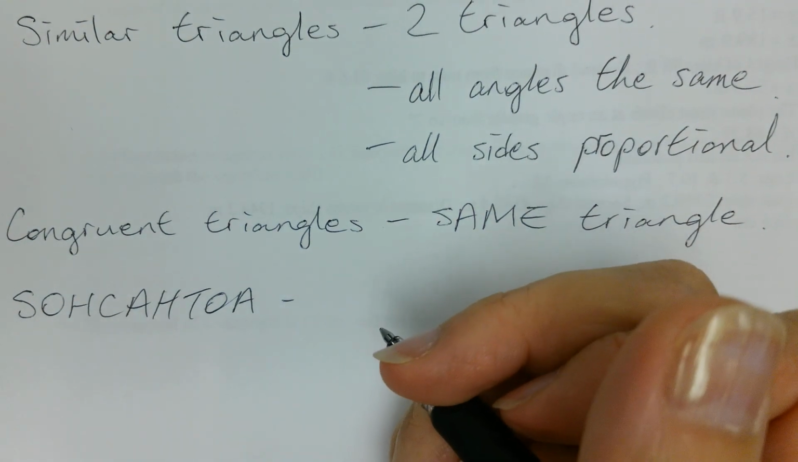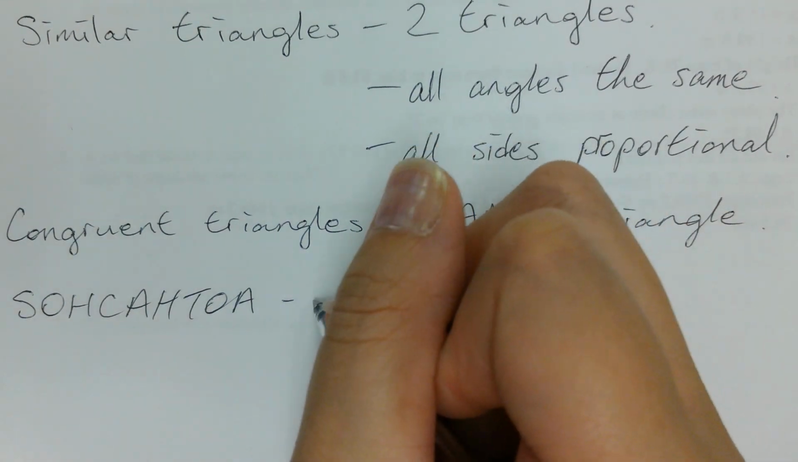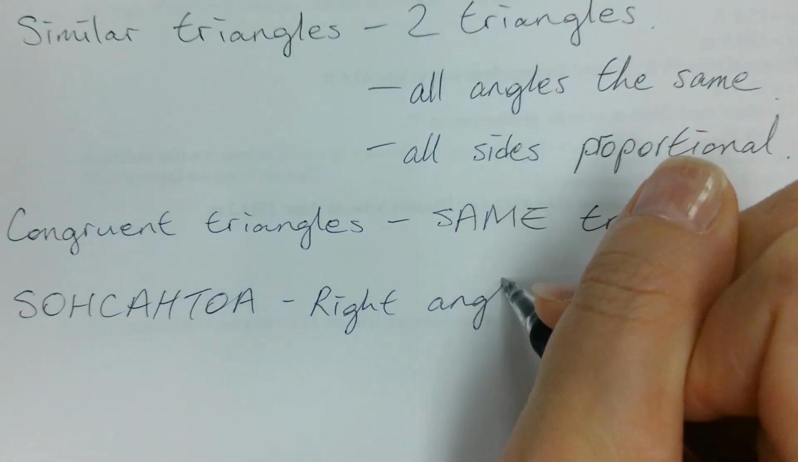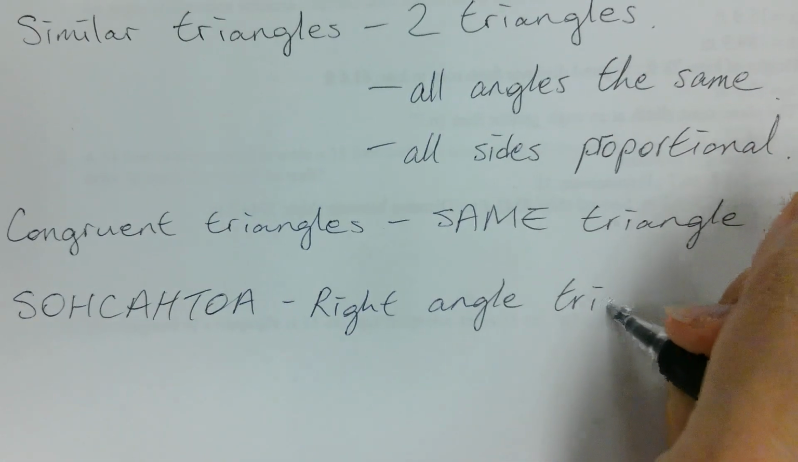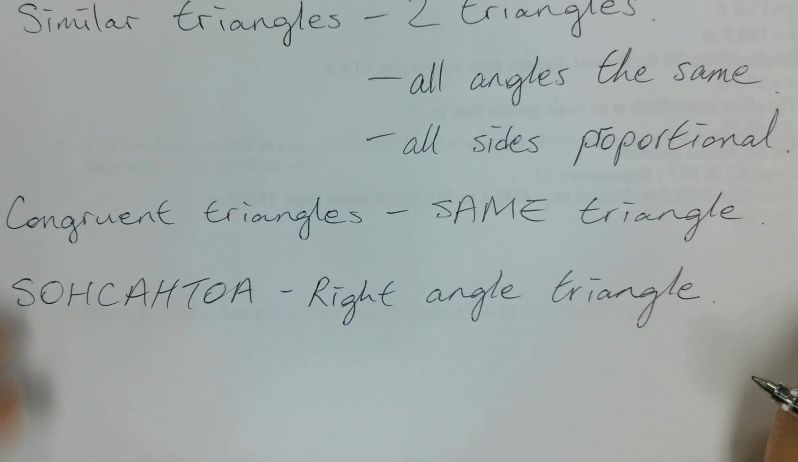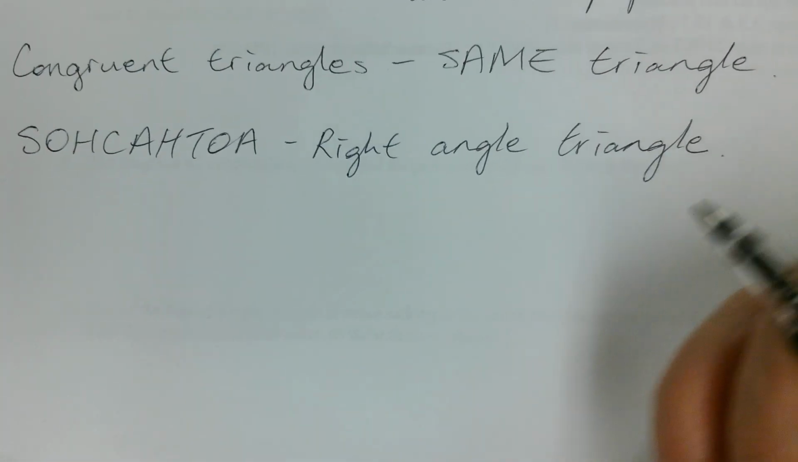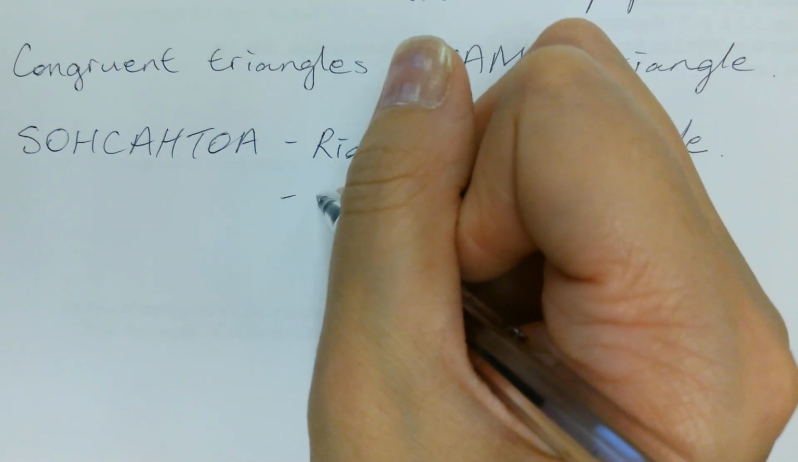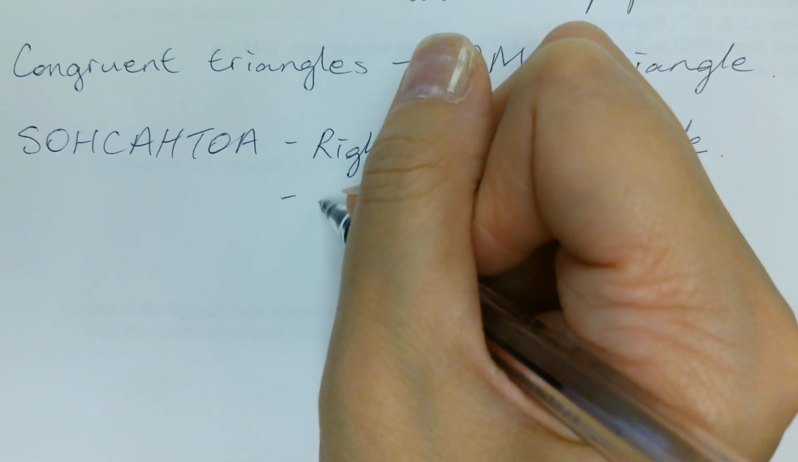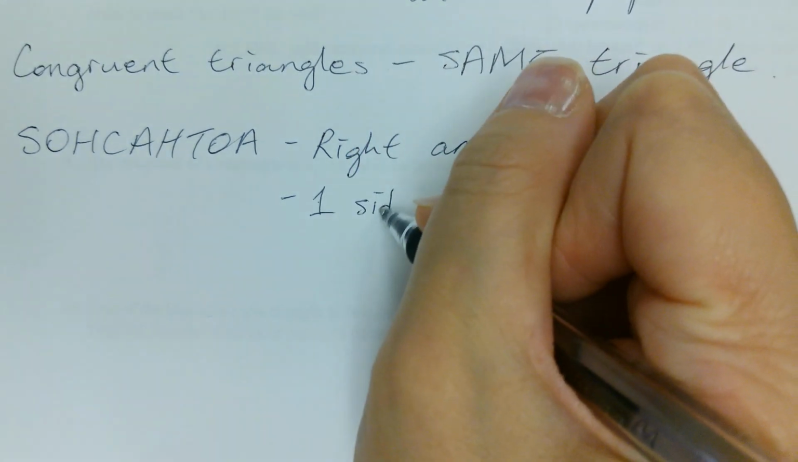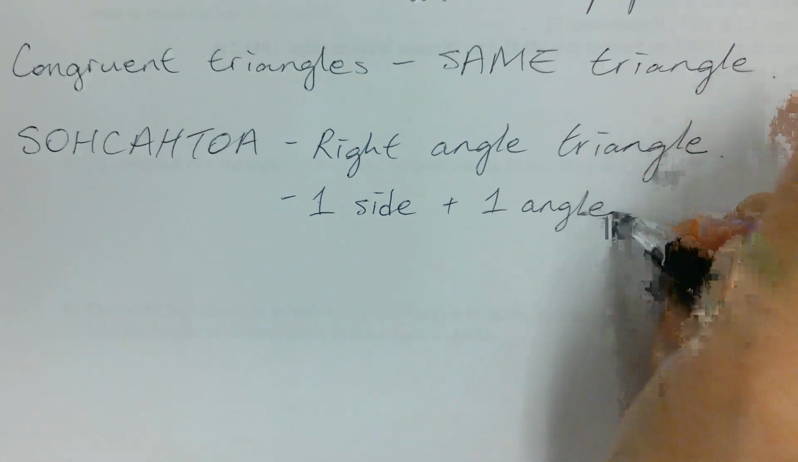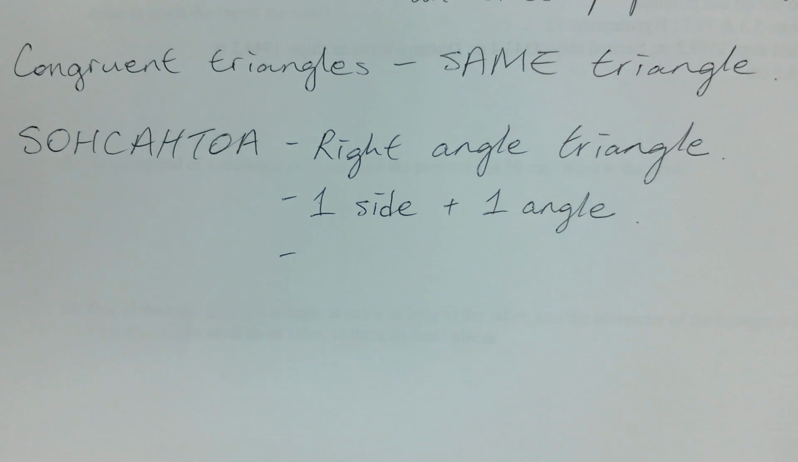Yep. Right angle triangle. It has to be a right angle triangle. How many? Just one. Yeah, just one. You need to be given two pieces of information. You need to be given one side and one angle.